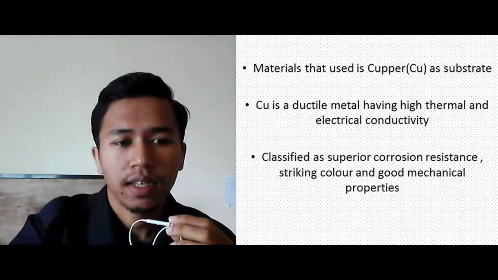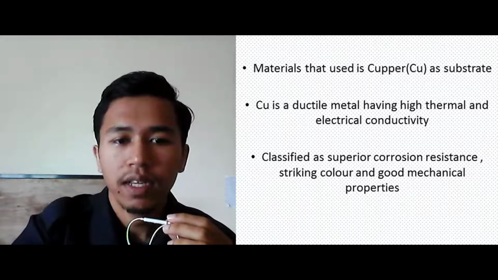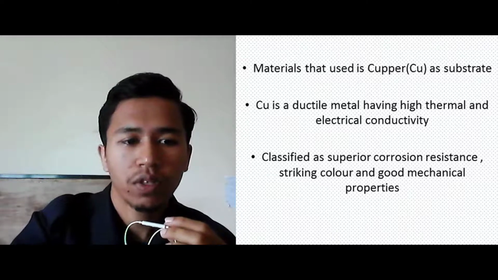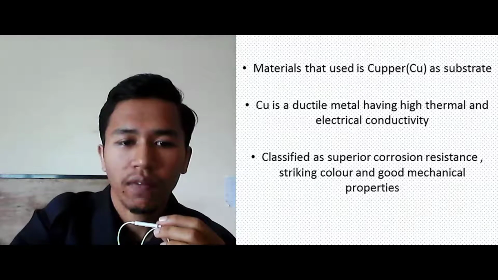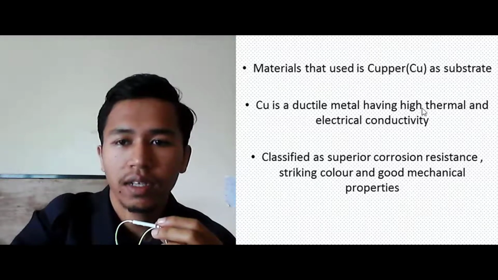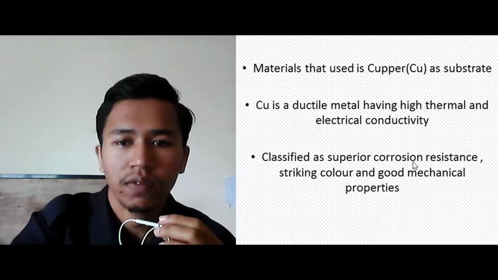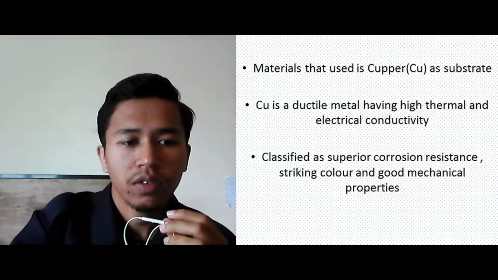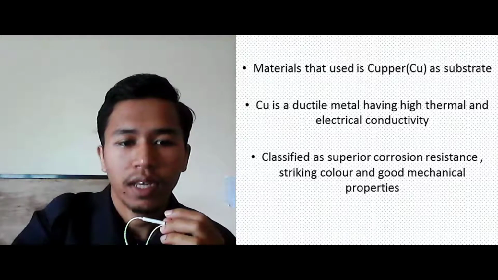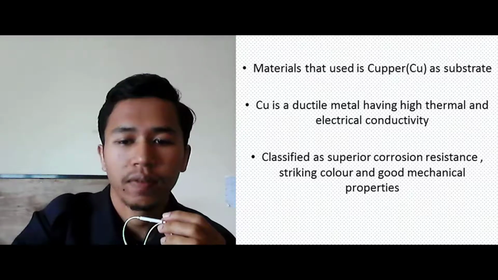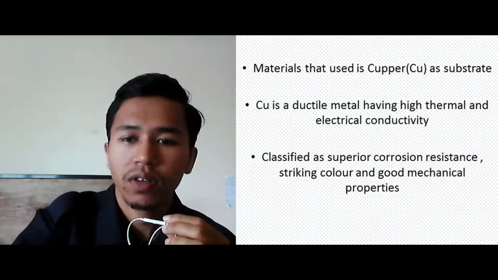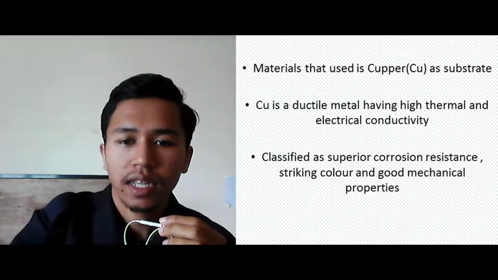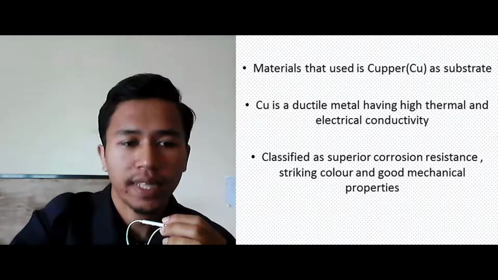Okay, next. In this application, the material used is copper, which is the most commonly used element as a substrate in electronic applications. Cu is also a ductile metal having high thermal and electrical conductivity. Cu is also a great element for conducting electricity. In addition, Cu can be classified as having superior corrosion resistance, striking color, and good mechanical properties.